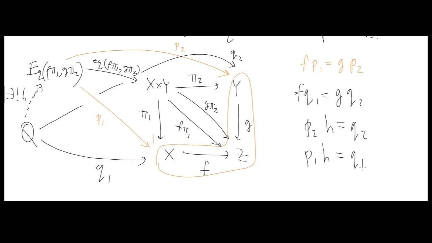So why will there be a unique H? Well, first of all, because I've got Q1 and Q2, by the universal property of the product, there will be something going into the product. And then that will turn out to equalize f pi 1 and g pi 2. By the property of the equalizer, there will be a unique map going here. So this unique map can be constructed in two steps out of the two unique maps coming from the product and from the equalizer.